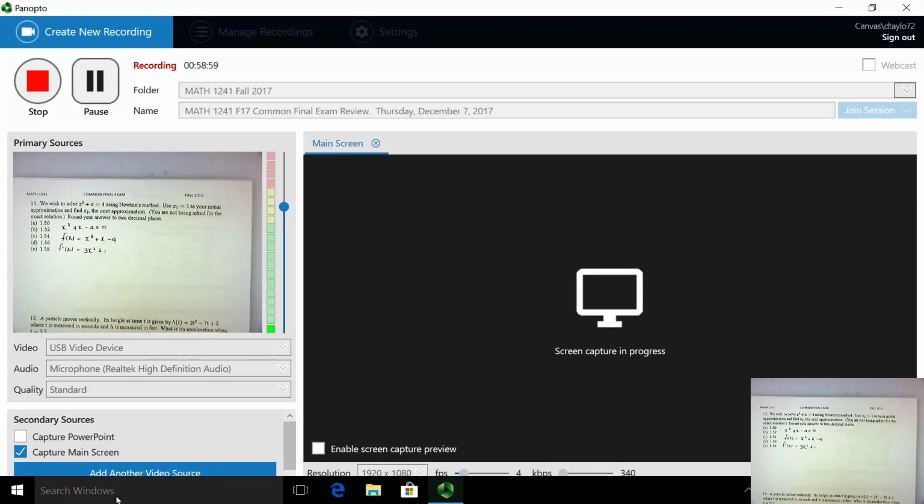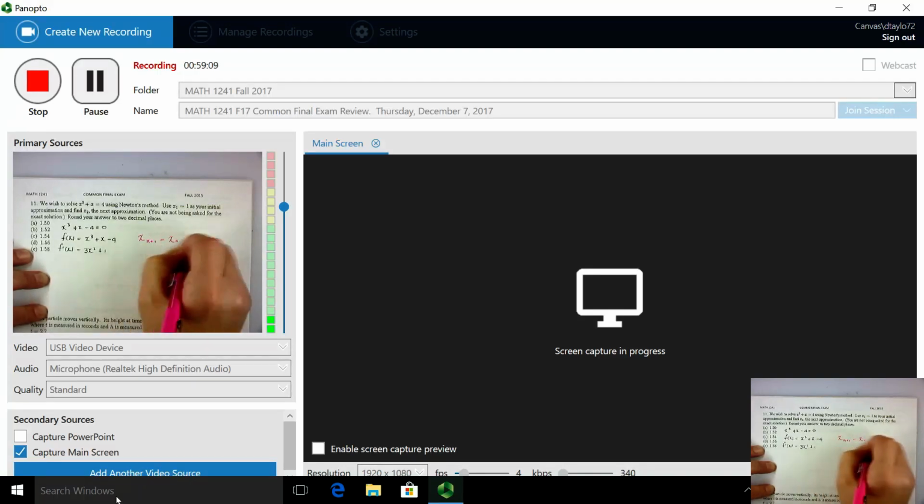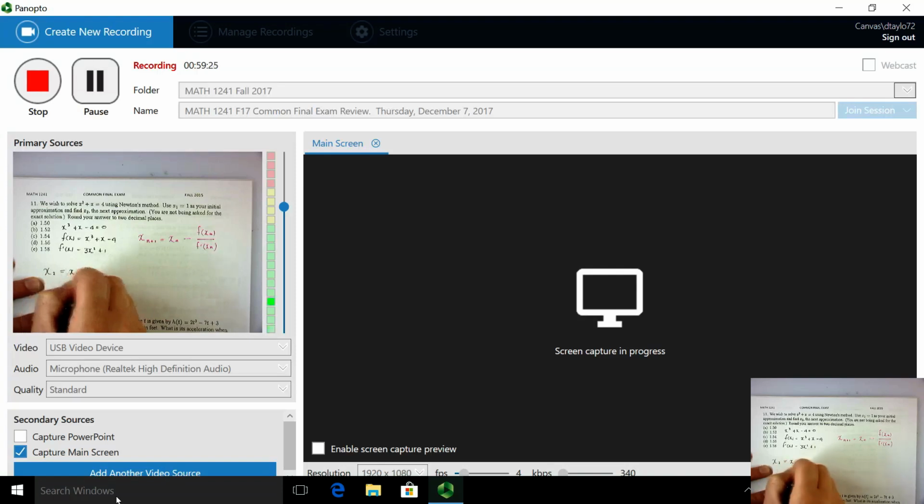Of course, we know that the formula for Newton's method says, let's write this down for ourselves, x sub n plus 1 is equal to x sub n minus f of x sub n divided by f prime of x sub n. That is our formula. So I can say here that x sub 2 will be equal to x sub 1 minus f evaluated at x sub 1 divided by f prime evaluated at x sub 1.